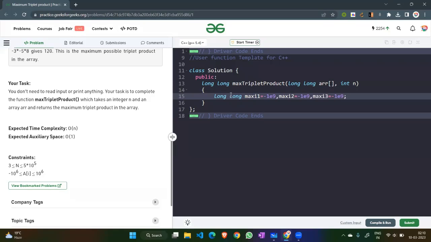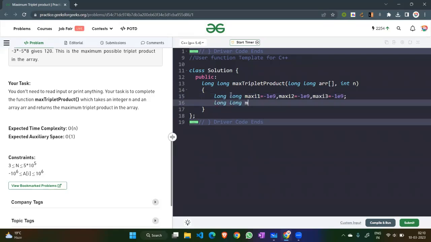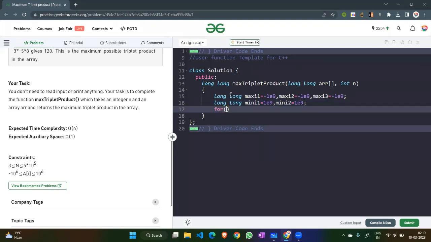Now, similarly, I will have minimum 1, which is equal to 29, and minimum 2, that is 29. Now, I will traverse the loop.